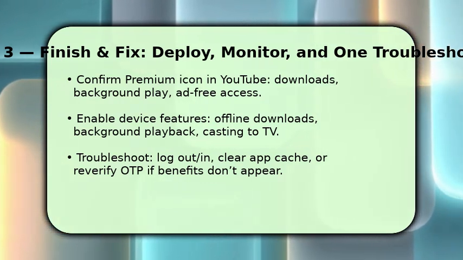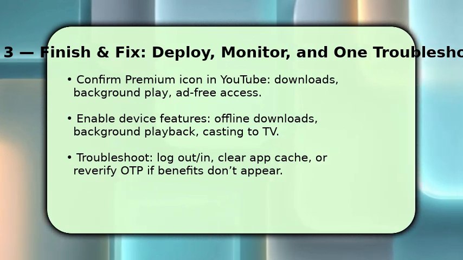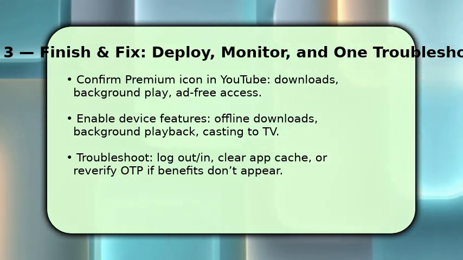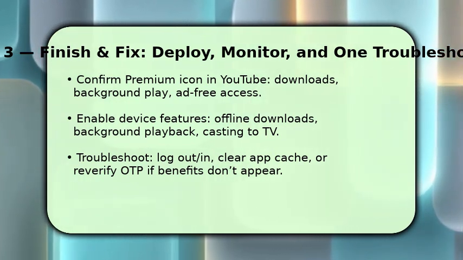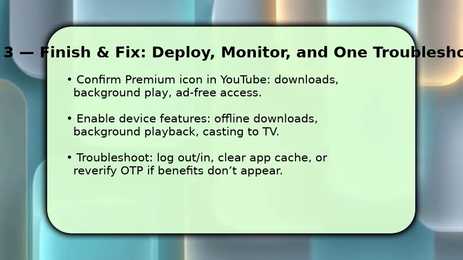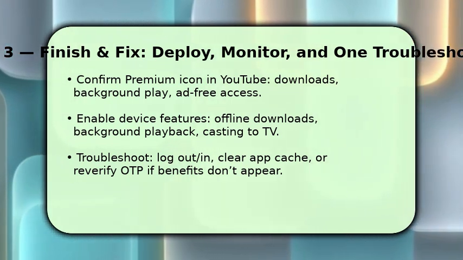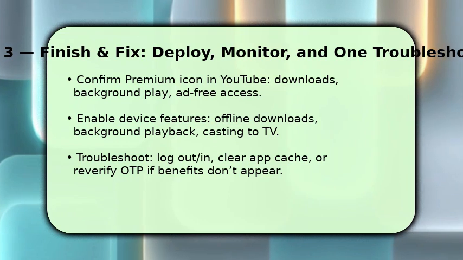Open YouTube, look for the premium badge, then try downloading a video and playing audio with the screen off to confirm background play. Cast to a TV to test device linkage. If everything shows active, note billing dates in My Geo. If the subscription doesn't appear, try the troubleshooting step.